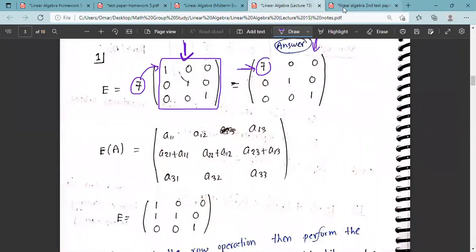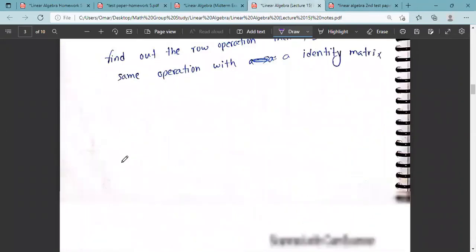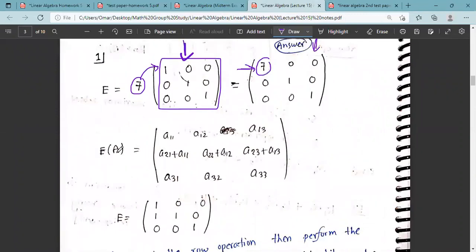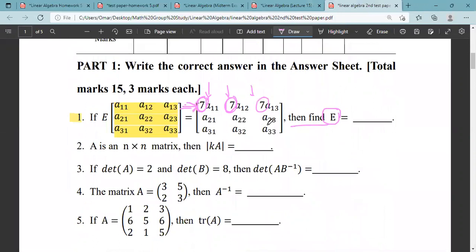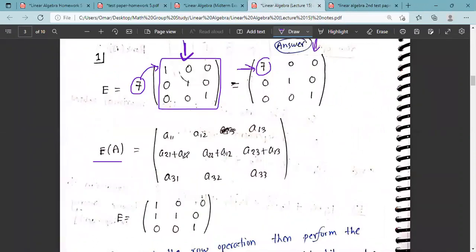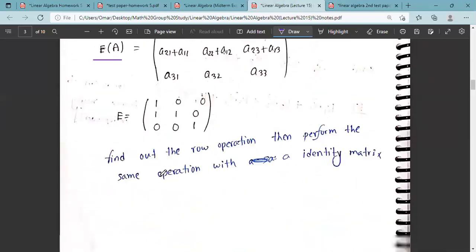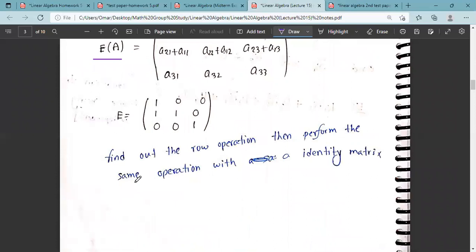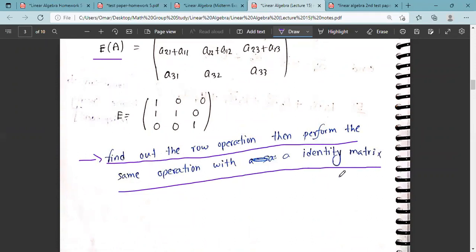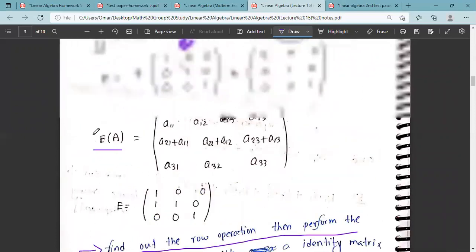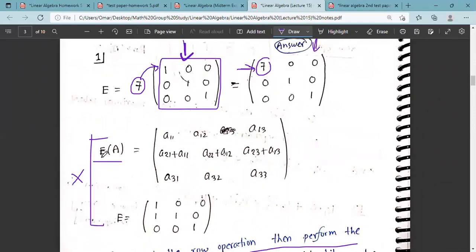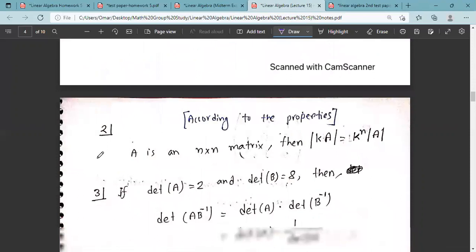Now let's see E of A, right? A21 plus A11. Find out the row operation, then perform the same operation. This is the rule: find out the row operation and then perform the same operation with an identity matrix. So you don't need to think of this part. I don't know what was tried to be explained here, so you can just skip this part. Okay. Now let's continue to the next question.